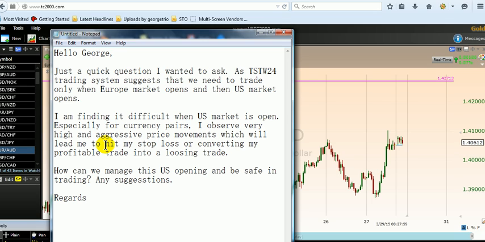So what has happened here is typical. Myself, I observed this before. What we have said to TSTW24 traders, talking about Trader H, because I don't want to mention his name, is this.